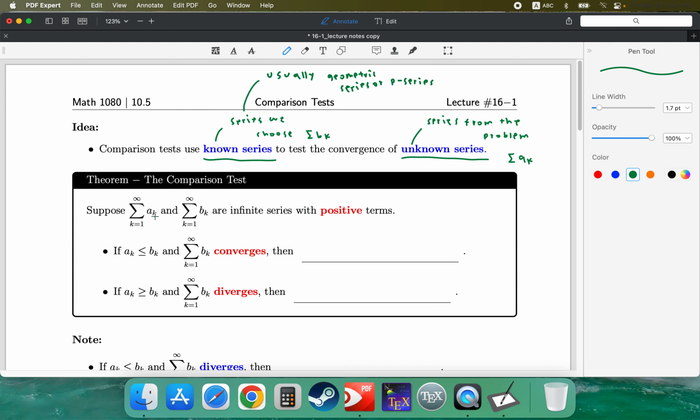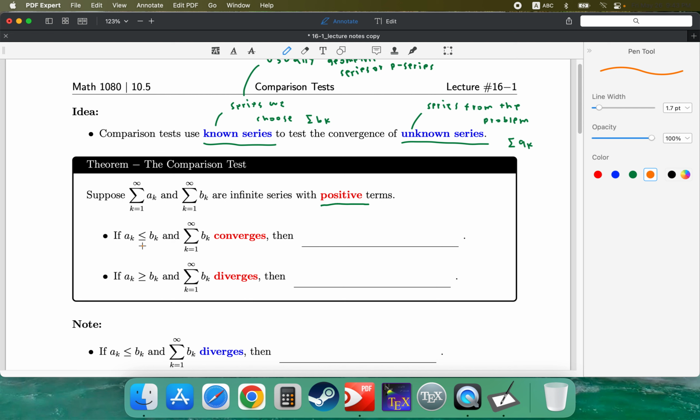Suppose summation of AK and summation of BK are infinite series with positive terms. This is important. You have to make sure that every term is positive. If you have some alternating terms, some terms positive and some negative, then you cannot use the comparison test. Right here, let me write down the conclusion first, and then I will do some explanation.